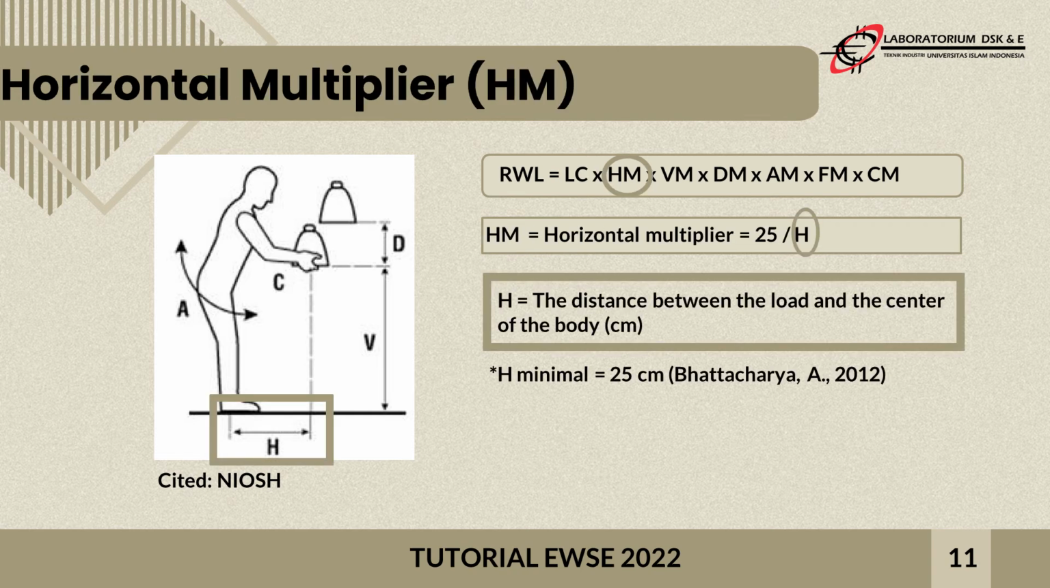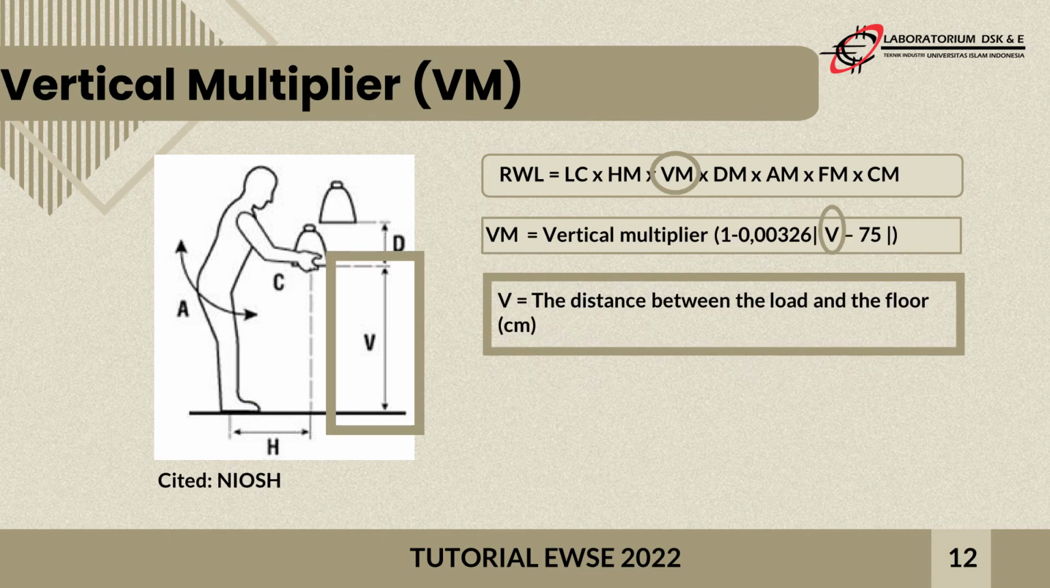And next is horizontal multiplier or HM. Horizontal multiplier is calculated from the center point of the body or ankle to the midpoint of the lifting hand. The minimum edge used is 25 cm, as most objects that are closer than this cannot be lifted without disturbing the stomach. And next is VM or vertical multiplier.